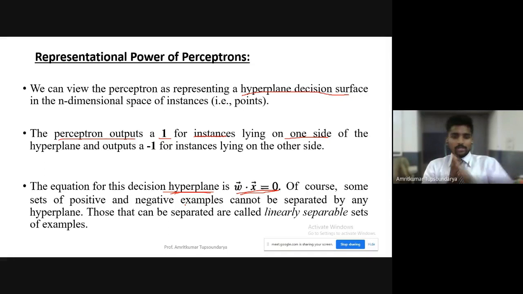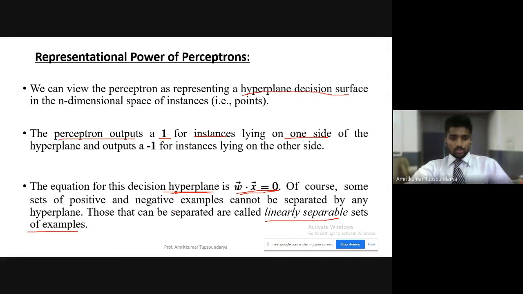But if that separation is possible, then it is called a linearly separable set of examples. If we can clearly segregate these positive examples and negative examples, then we call it a linearly separable set of examples. But there might be many cases when the set of positive as well as negative examples cannot be separated by any hyperplane, not just a simple straight line, but any hyperplane.